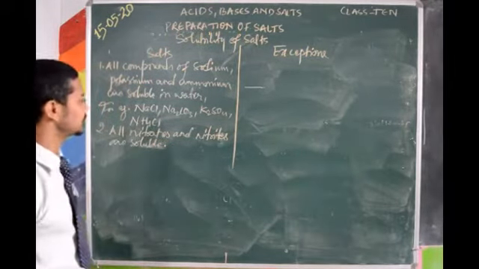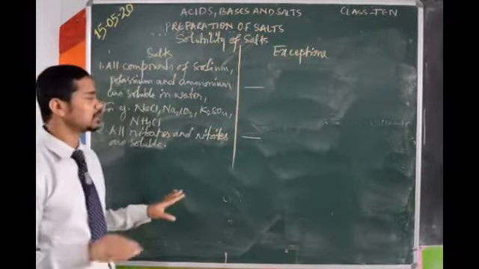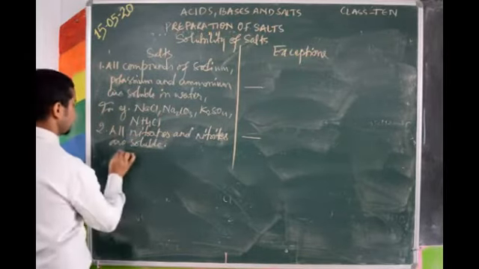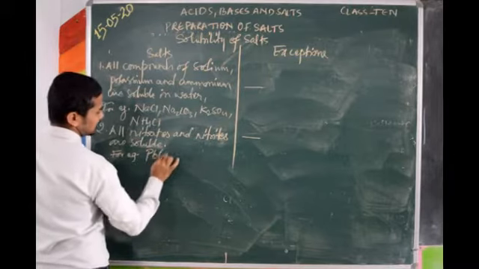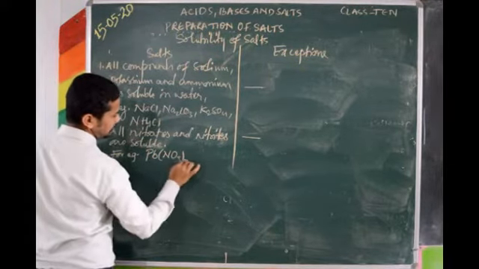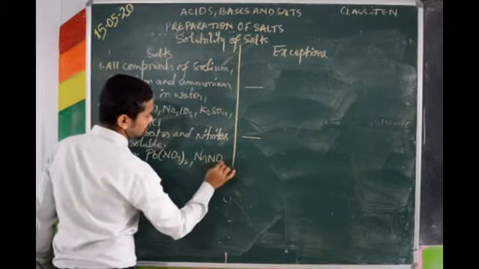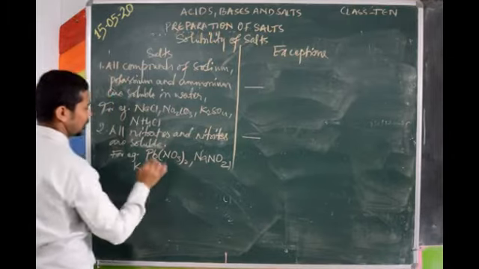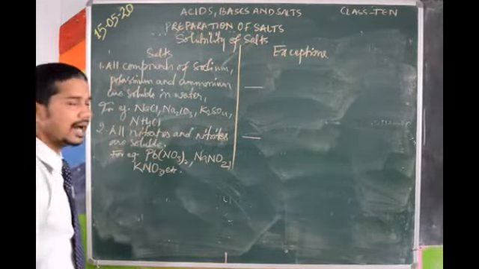All nitrates and nitrites are soluble. There is no exception. That means all the nitrates and nitrites are soluble. For example, lead nitrate, then sodium nitrite, potassium nitrate, all the nitrates and nitrites are soluble.